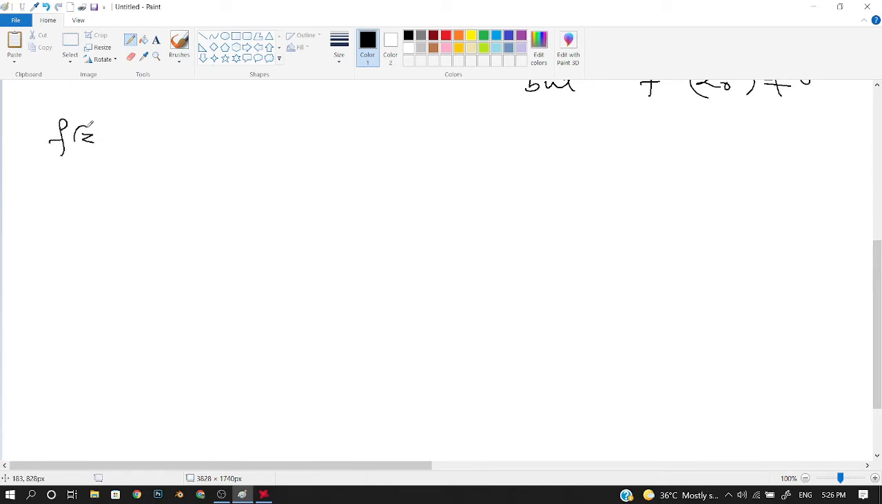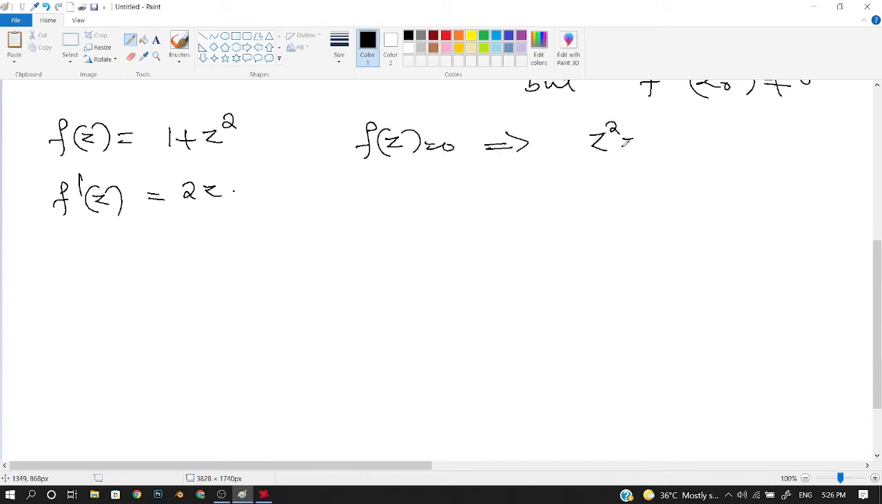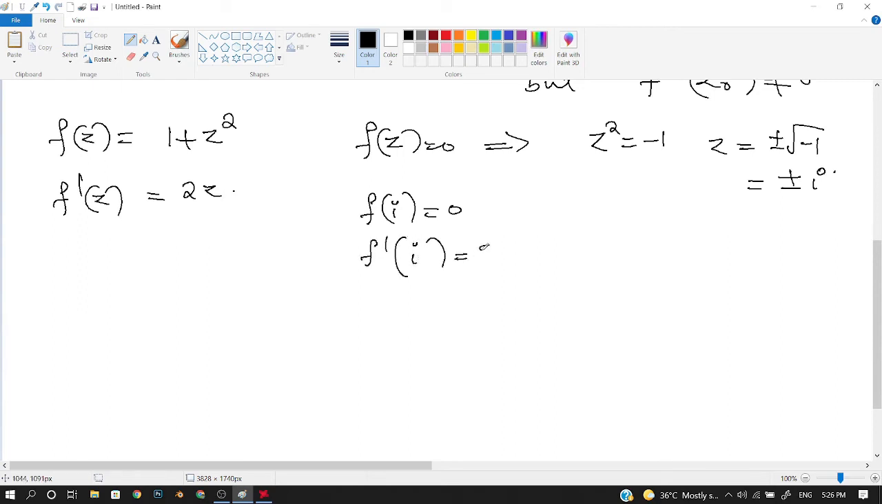Consider the function f of z equal to 1 plus z square. Now you find its derivative, f dash z equal to 2z. Now f of z equal to 0 implies z square is equal to minus 1, so z is equal to plus or minus square root of minus 1, that means plus or minus i. Now what is f of i? f of i is 0. What is f dash of i? f dash of i is 2i, not equal to 0.